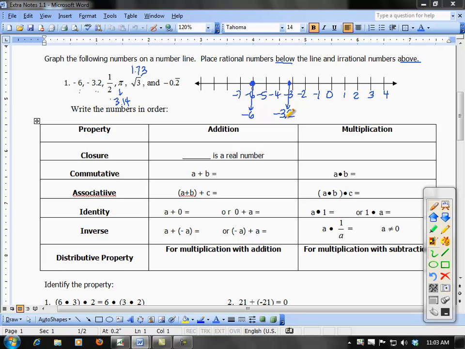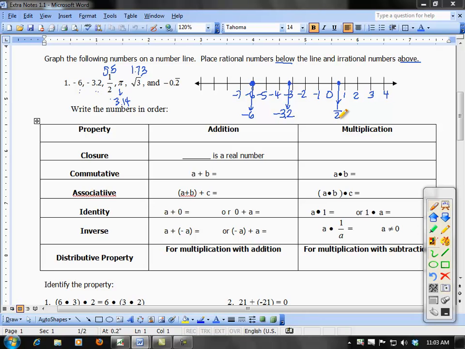1/2 is a positive 0.5 if I'm doing this in decimal form. So 0.5 is halfway between 0 and 1. Because it's rational, it's a fractional form, we're going to put 1/2 below. What else do we have?